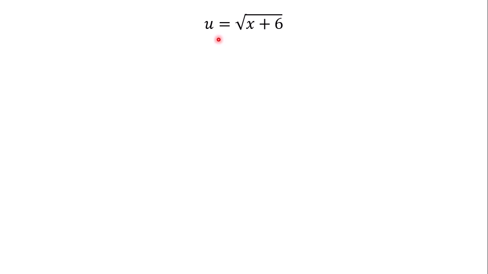Now let's square both sides. When you square both sides, you're going to get u squared is equal to x plus 6. Now let's differentiate. When we differentiate this, you're going to get 2u du, and this one will give us dx. So you're going to get 2u du is equal to dx.